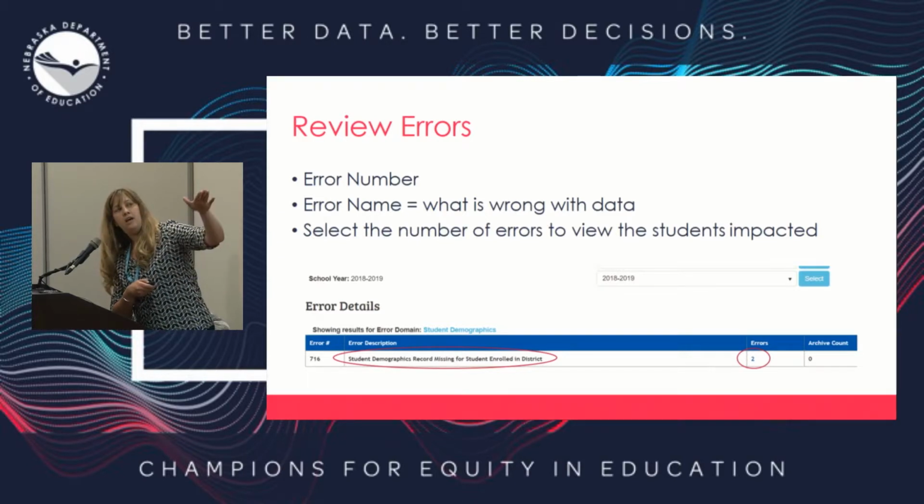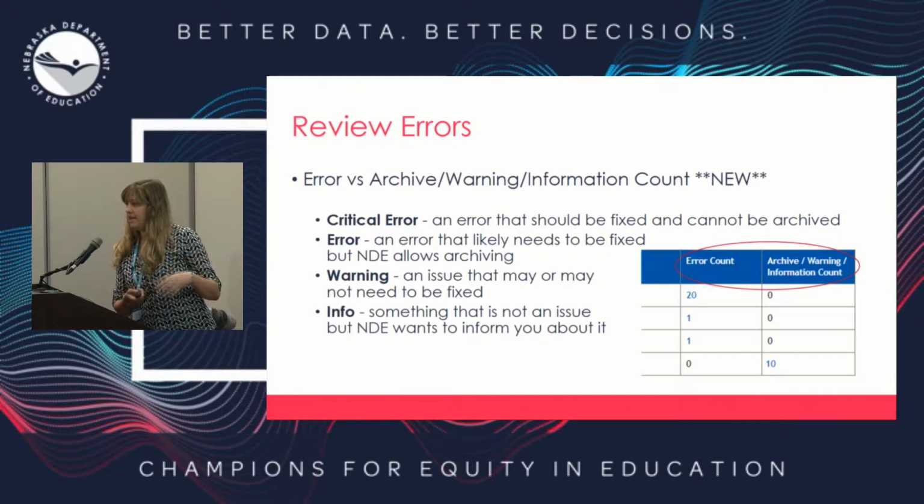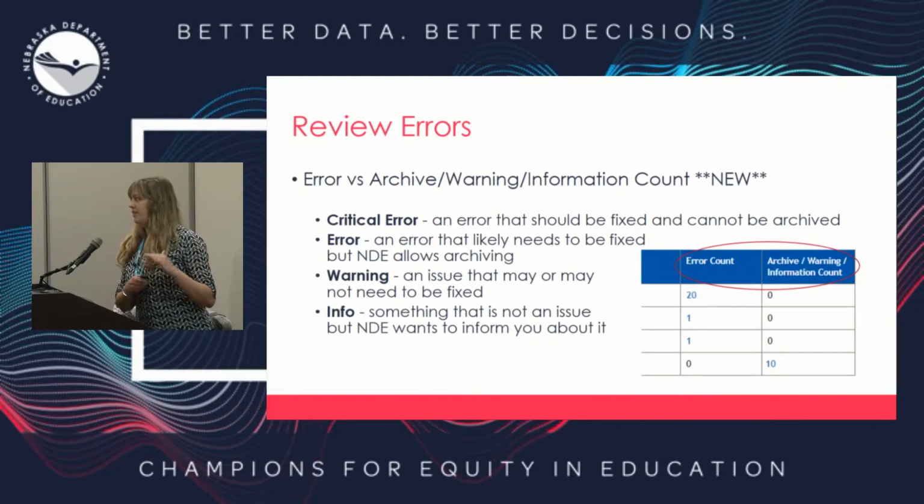So you may have some in the errors column, you may have some in the archive warning column. It's important to review both of those, but you'll start with the errors because those are the most important ones. A critical error is one that you can't archive because it's really critical. It's important that you look at it and adjust the data as needed. A regular error is likely one you can archive, but again, you want to look at it and make sure that it's really the data you want to report.